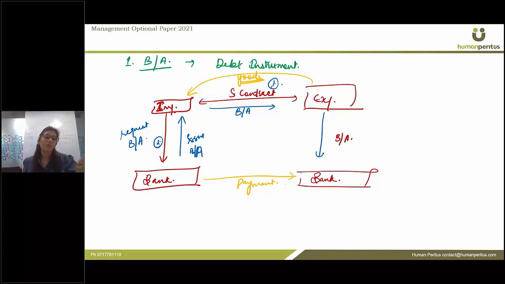One of the key features of a banker's acceptance is that it can be sold by the holder to anyone at a discounted rate. It is not like only this bank would be receiving or making the payment; it can be sold to anybody else also at a discounted rate. Discounted rate means after charging a fee or an interest.